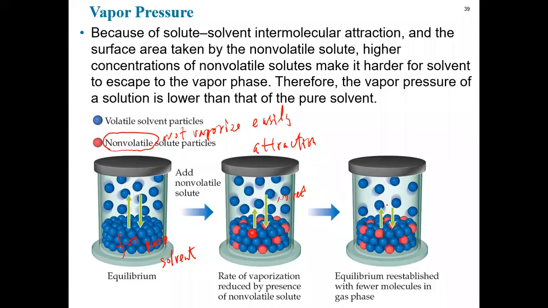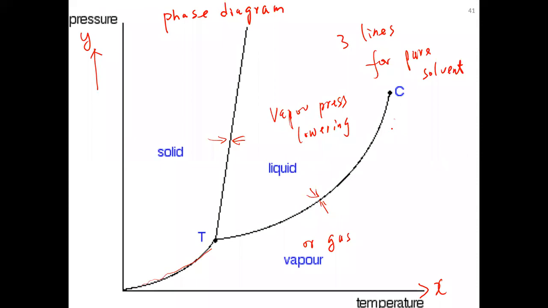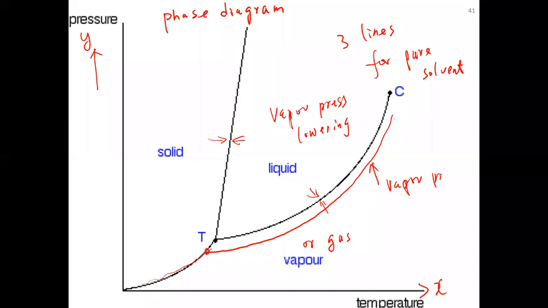Now let's go back to the phase diagram. If we have a solution, after we add in those non-volatile solutes, the vapor pressure at the same temperature will be lower than the initial pure solvent. So this red line is the vapor pressure for the solution. That makes sense, because we just learned that the vapor pressure of a solution with non-volatile solute is lower.